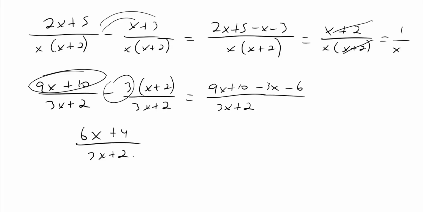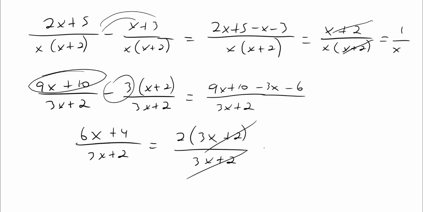You've got to factor the top. Factor if you can, and I can take out a 2. So if I divide, 6 divided by 2 is 3, so 3x, and 4 divided by 2 is 2. Oh, what? So 3x plus 2's cancel, and your final answer is 2.